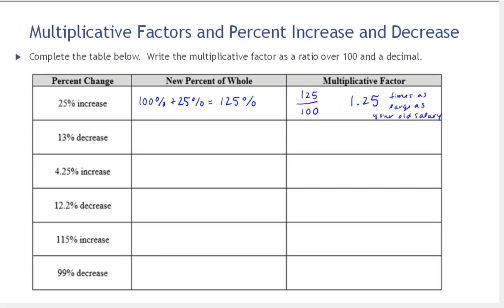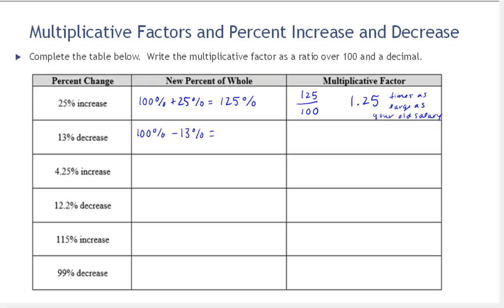Okay. Let's look at the next one. Now we have a decrease. An example of this that we've seen in the past is when maybe you had 13% off a sale item at the store. So the original price of the item was 100%. It decreased by 13%.